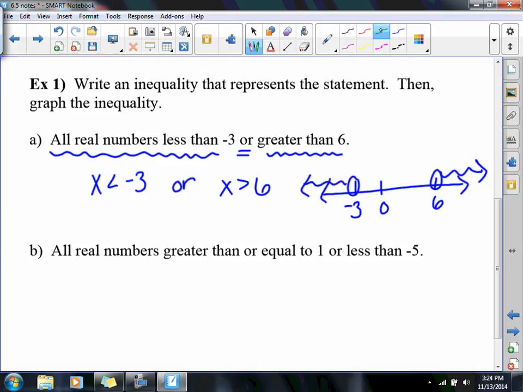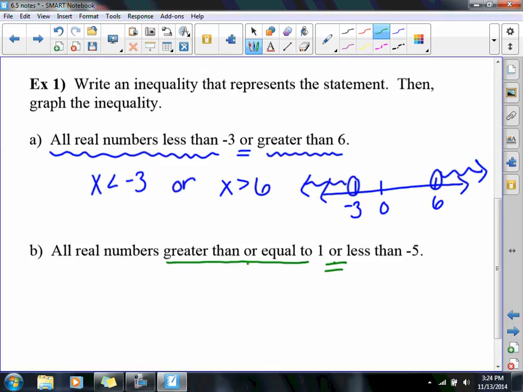For part B, I need all the numbers greater than or equal to 1 or less than -5. Now here is kind of confusing sometimes because you do have two ors in this sentence. So you're not really sure which one means the or for the inequality. But if we read it again carefully, it says all the numbers greater than or equal to. So this or goes with the greater than or equal to. The other or is my compound inequality or.